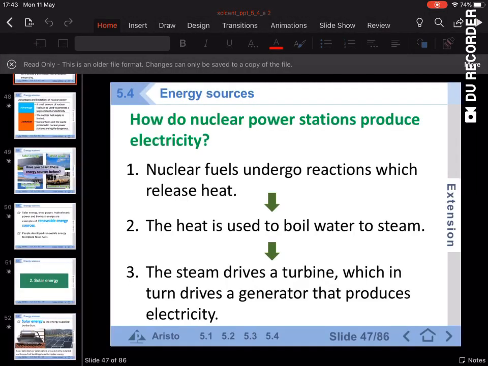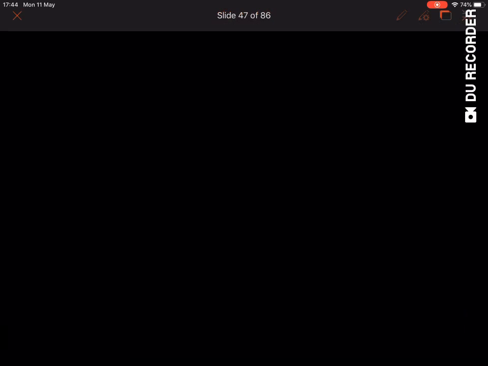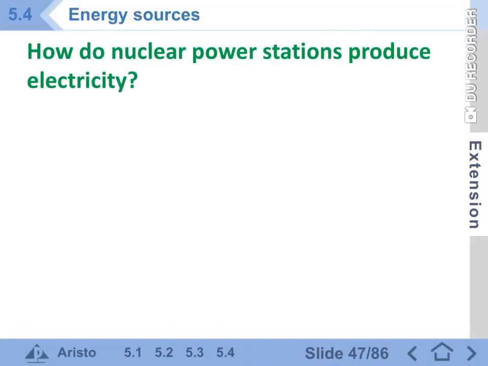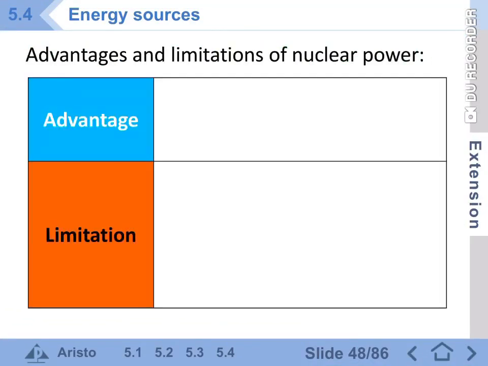I need to show you this. Nuclear fuels will undergo reactions to release heat. After it's heated up, the heat energy will boil the water into steam, and it pushes a turbine to produce electricity. So from that, let's take a look at some of the advantages and disadvantages.